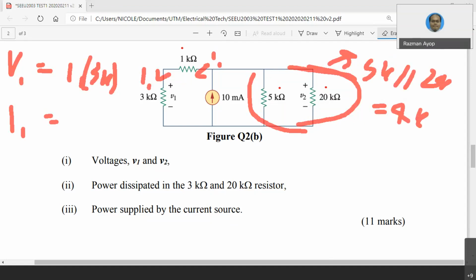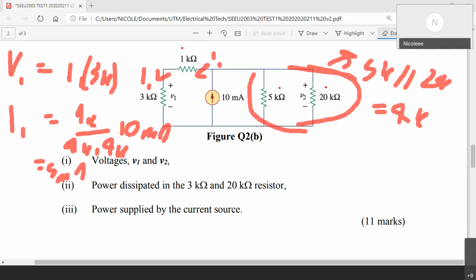So basically 4K divided by 4K plus 4K, and the current is 10 milliampere. So you get 5 milliampere, and you already get I1. So 5 milliampere multiplied by 3K, you get 15 volt, right? Yes. That is the step. You have to reverse it back.